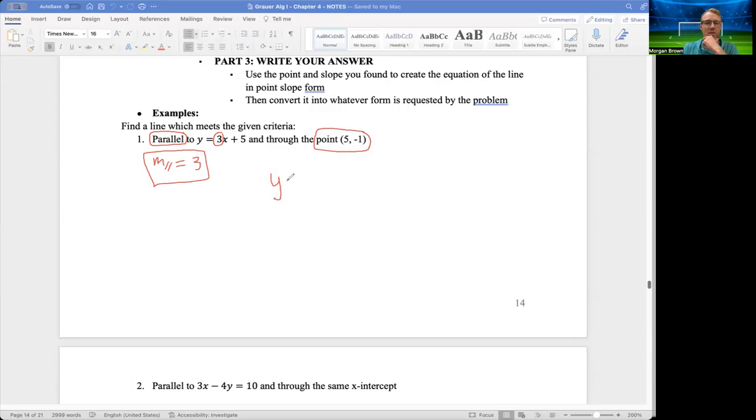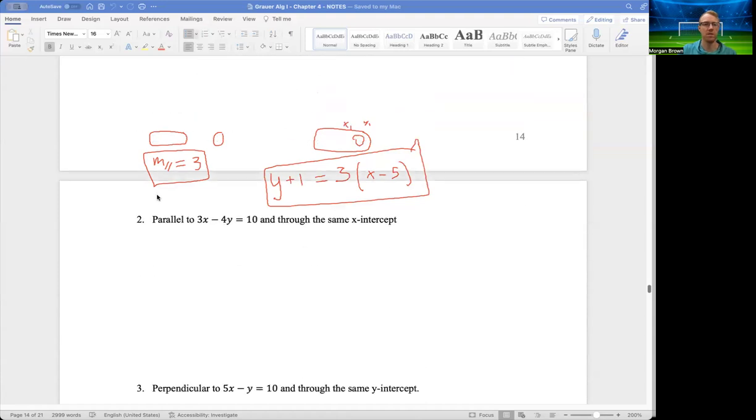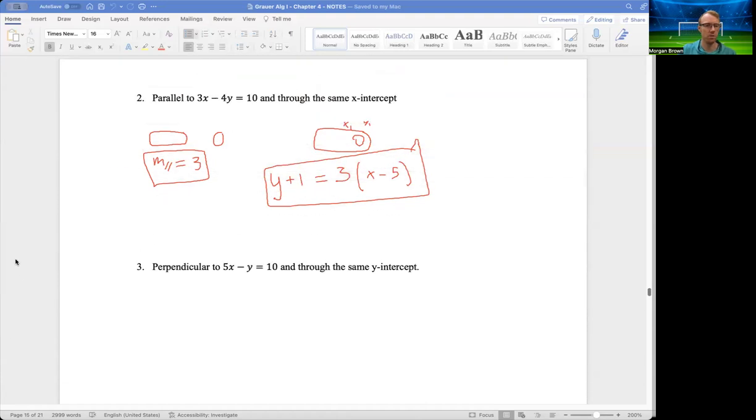So it's going to be y minus y1, but remember y1 is a negative. This is y1, so it turns into y plus 1 because we're subtracting a negative. And then we put in the slope, 3. And then we have x minus x1, and x1 is 5. It doesn't ask us to convert it into a different form, so we are actually just done. We got the equation of the line, and it's parallel to this line, and it goes through this point. So that's it. You're done with that one. Scroll down.